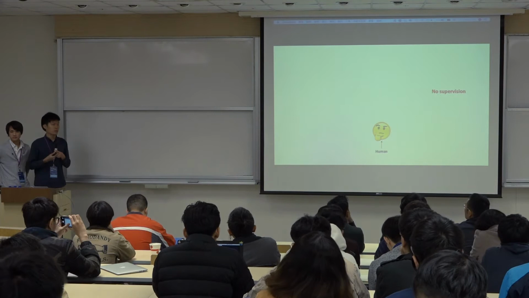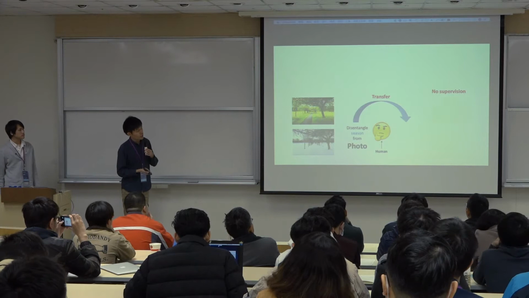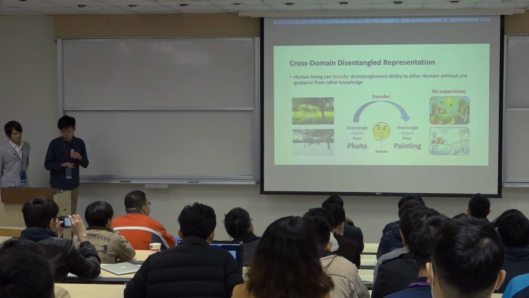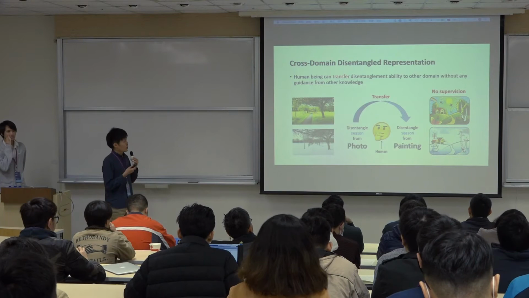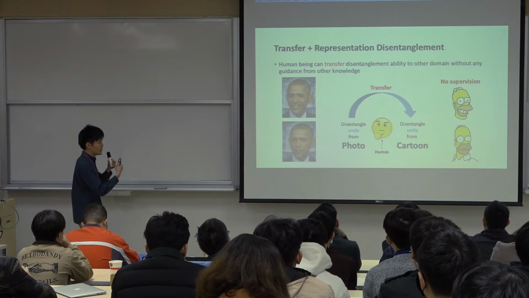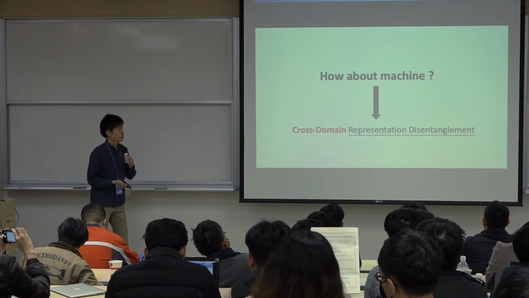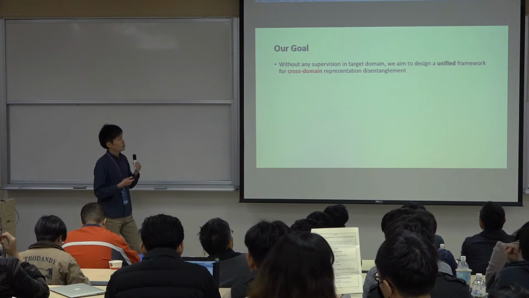If we can extract a season from a photo, we can transfer it to another domain, such as painting, without any supervision. So human beings can transfer this same ability to other domains without any guidance from other knowledge. Another obvious example is we can disentangle smile from a photo and transfer it to the cartoon style. So how about the machine? We try to fulfill this ability in the machine. So we did this project, cross domain representation disentanglement. Our goal is that without supervision in the target domain, we aim to design a unified framework for cross domain representation disentanglement.